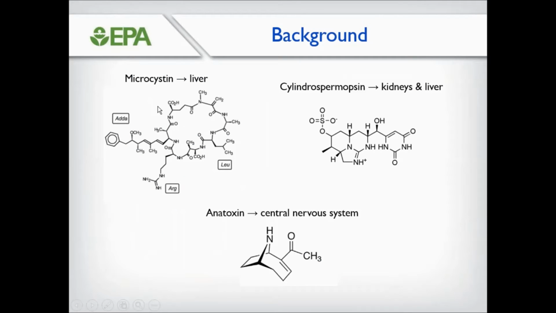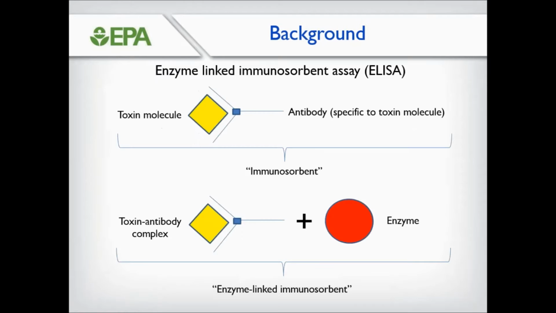Just a quick background, moving into toxins, here's a quick background of three of the major types of toxins. We have microcystin, which is one that affects the liver. We have cylindrospermopsin, which can affect the kidneys and the liver. We have anatoxin, which is a central nervous system toxin.